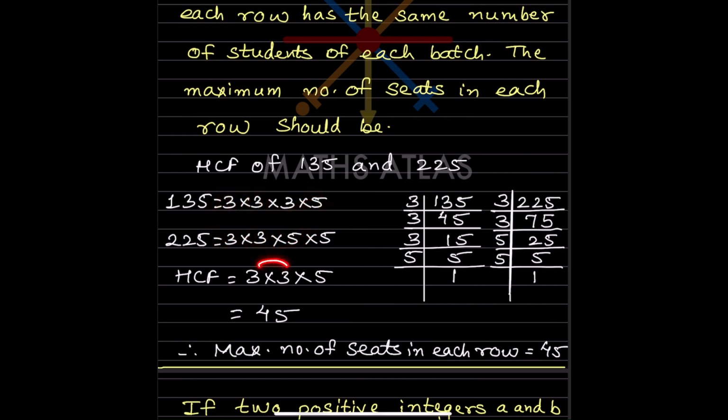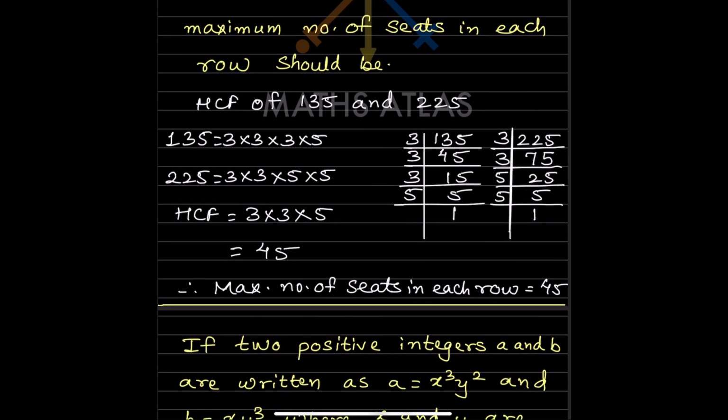So that is, this will be 45. So the maximum number of seats in each row is 45.